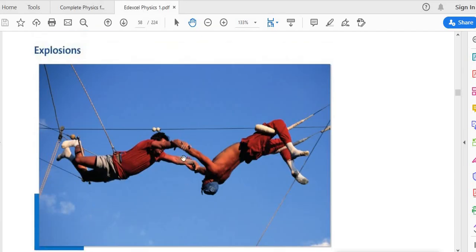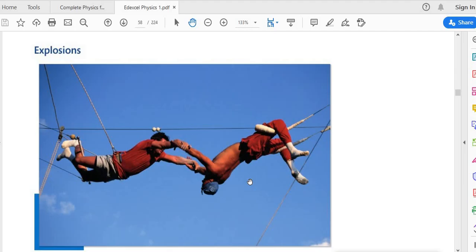Okay, so here is an explosion. This is a flying trapeze. Explosion is when the total momentum is 0. Now you can see they are holding each other. So we can say at this position they come to a momentary stop. So the total momentum at this point is 0. Now what happens is one releases the other. Then they move apart. So the total momentum is 0 in the beginning and they move apart.